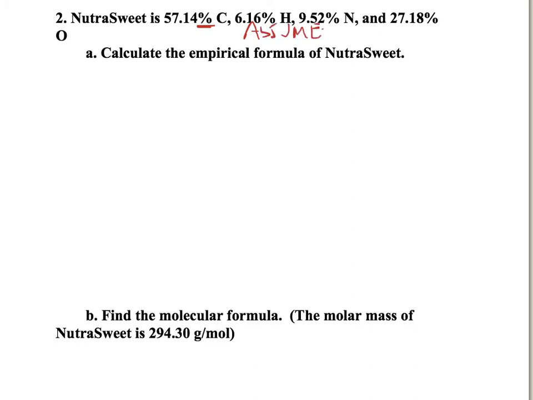We're going to assume that you have 100 total grams of sample. So that means the mass of all of the elements added up equals 100 grams. I picked that number at random. It doesn't have to be 100. You could do 10 or 50 or 10,000. But what's cool about 100 is it allows me to convert percentages to grams very easily.